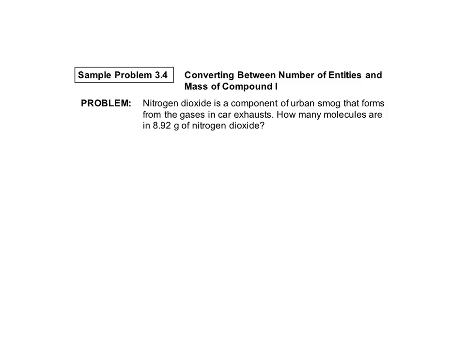Sample problem 3.4 reads, nitrogen dioxide is a component of urban smog that forms from the gases in car exhausts. How many molecules are in 8.92 grams of nitrogen dioxide? So just as before with any conversion type problem, I'm going to start out by writing down exactly what I know. I know that I have 8.92 grams of nitrogen dioxide.